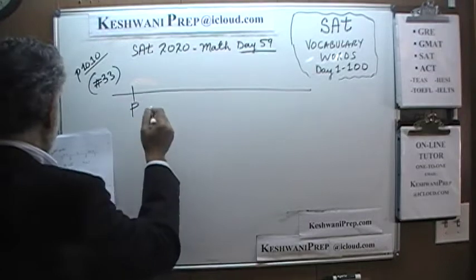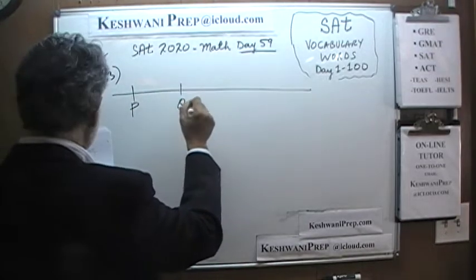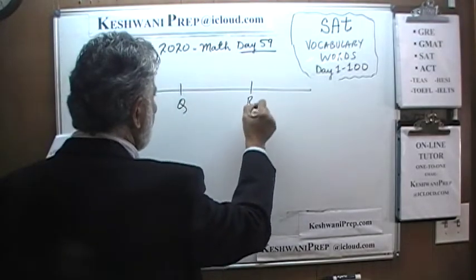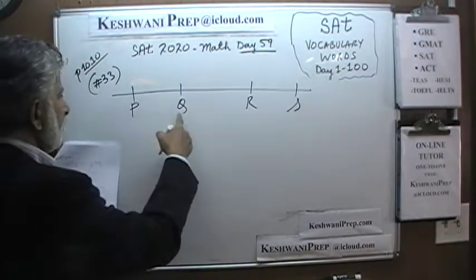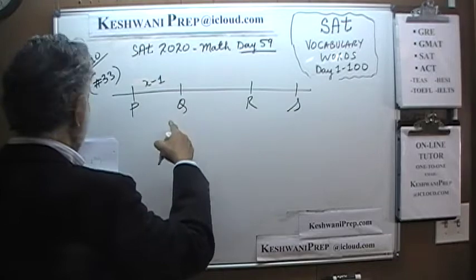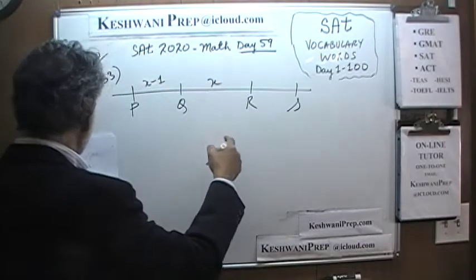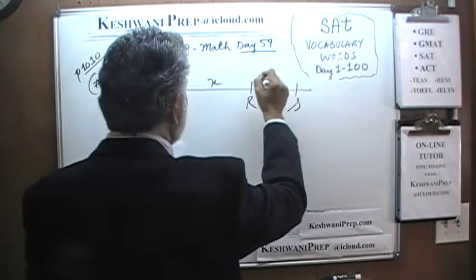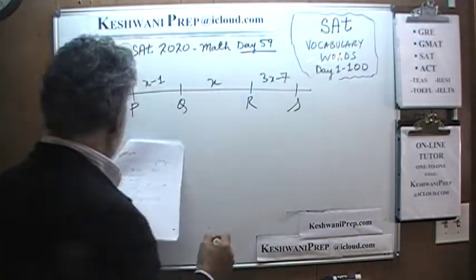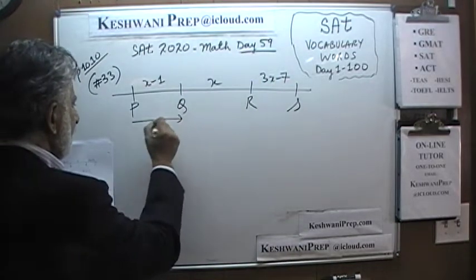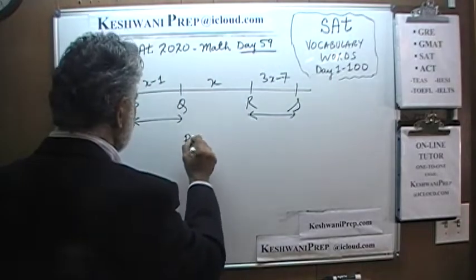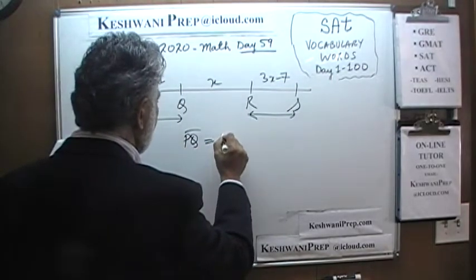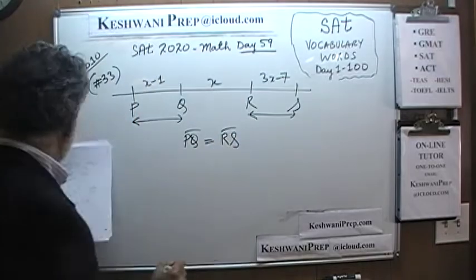In number 33, we have got four points P, Q, R, and S. We are told that P to Q is x minus 1. Q to R is x. And R to S is 3x minus 7. We are further told that the distance P to Q is the same as the distance R to S.